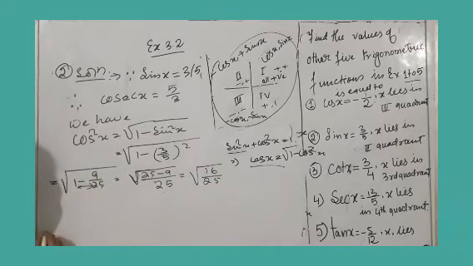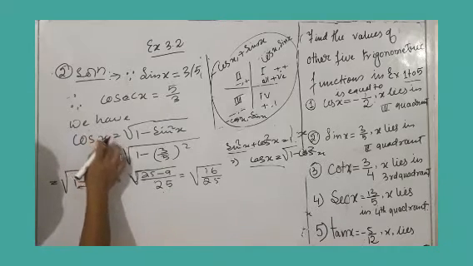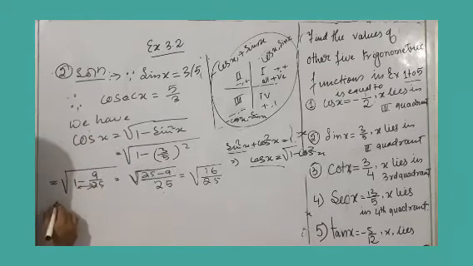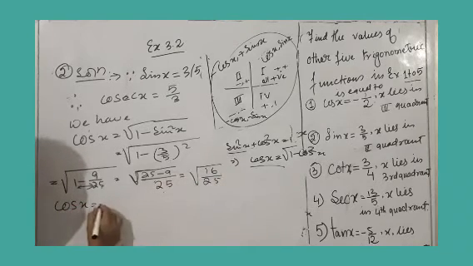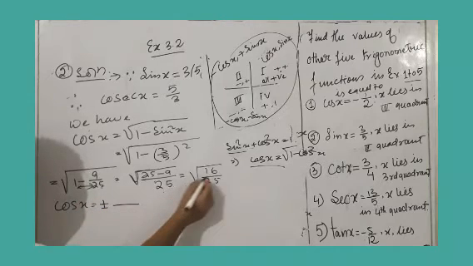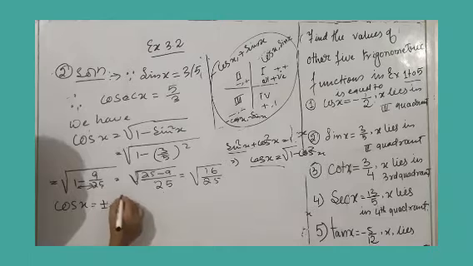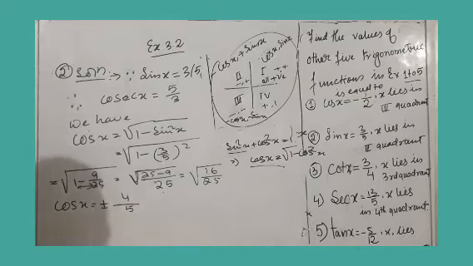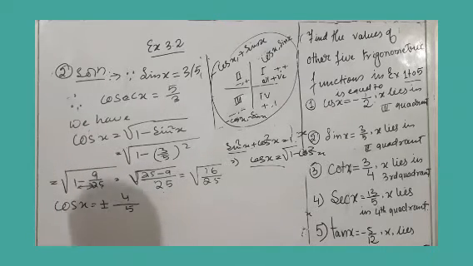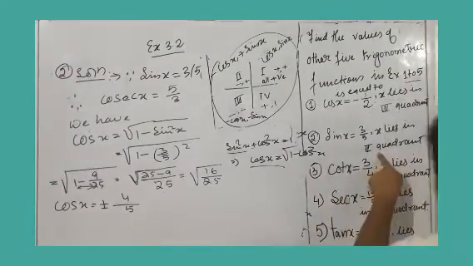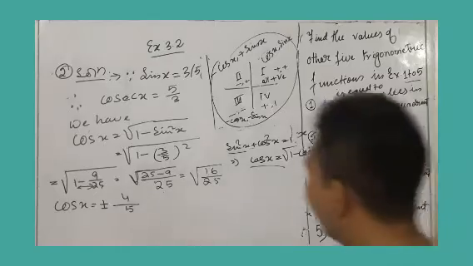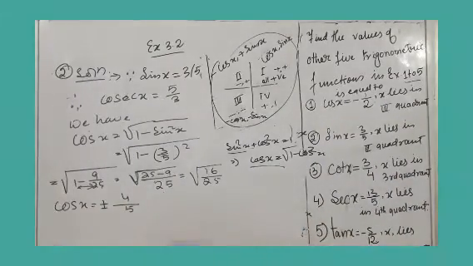Now let us find cos x. It is not the square, it is cos x. Cos x equals under root of 16 over 25. First of all, plus or minus will come. The square root of 16 is 4, and the square root of 25 is 5. Now, whether we have to consider the negative or positive value, we have to see the condition given: x lies in the second quadrant.